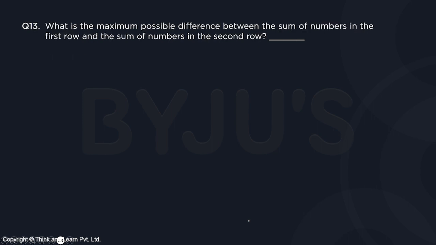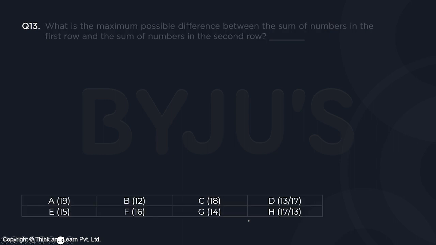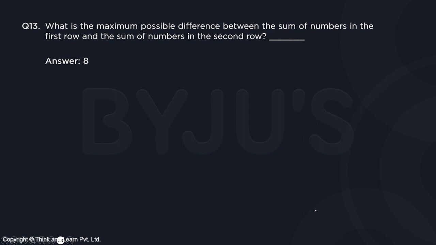What is the maximum possible difference between the sum of the numbers in the first row and the sum of the numbers in the second row? Sum of the numbers in the first row is 19 plus 12, that is 31, plus 18 is 49. To have a maximum possible sum, I am taking 17 here. 49 plus 17 is 66. Here I have 15 plus 16, which is 31, plus 14, that is 45. 45 plus 13 is 58. So the difference is 66 minus 58, that is 8, is the right answer.